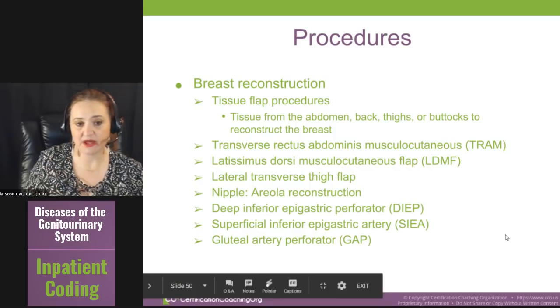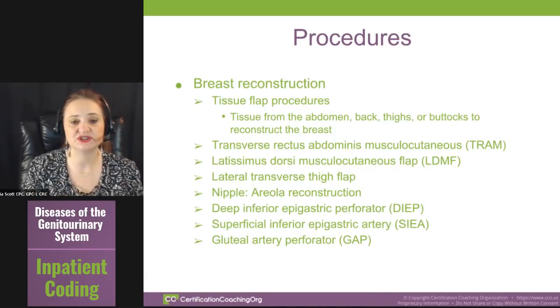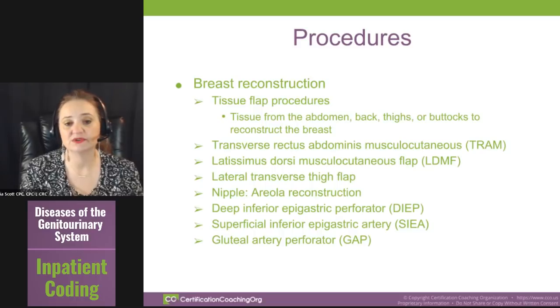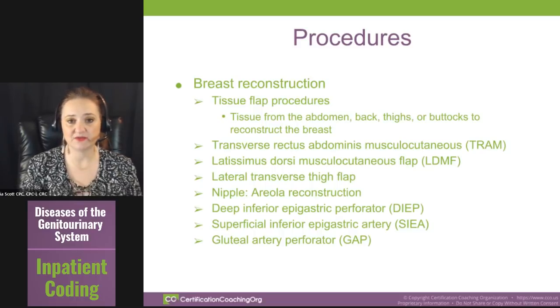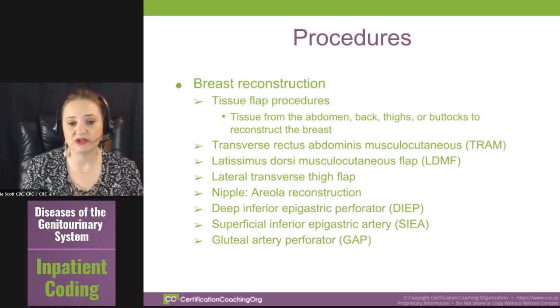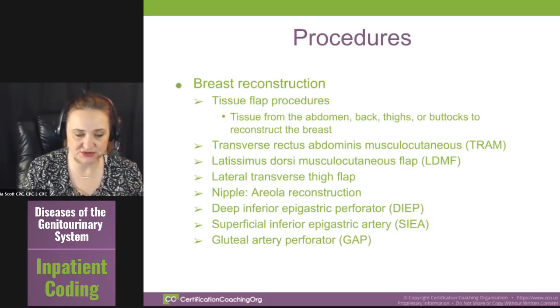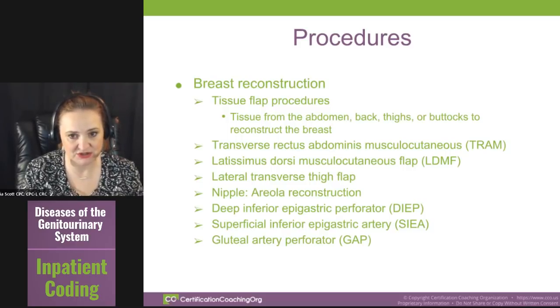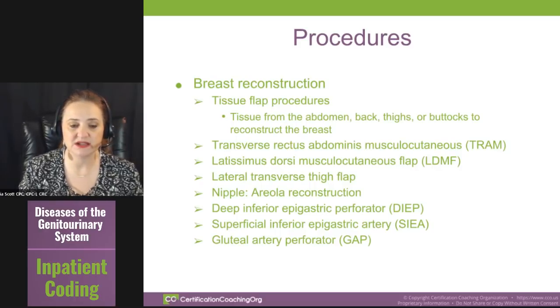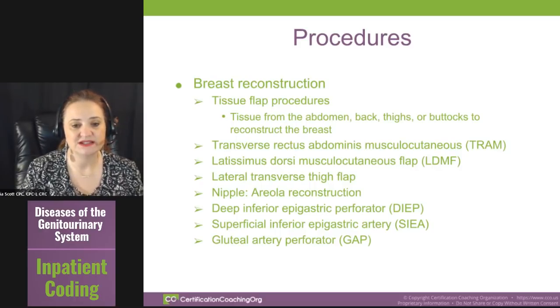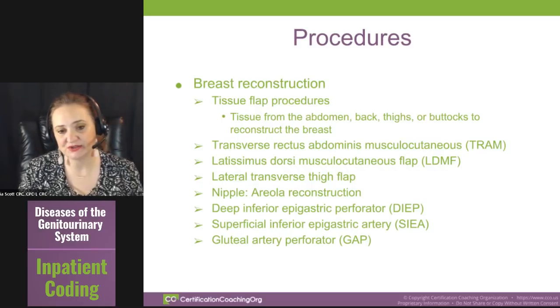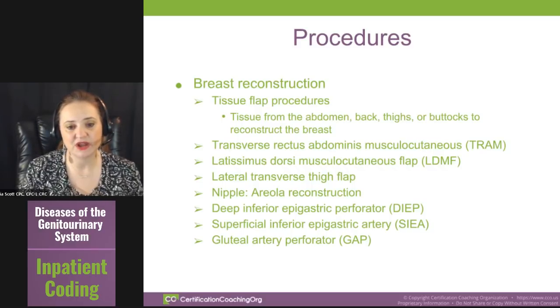Whenever you do reconstruction of the breast, a lot of times you'll have tissue flap procedures. They will take tissue from the abdomen. They could take it from the back, the thigh, the buttocks, and reconstruct the breast that way. There are all different types. So one is called a TRAM procedure, transverse rectus abdominis musculocutaneous. They can do an LDMF, which is latissimus dorsi musculocutaneous flap. They can do a lateral transverse thigh flap, nipple or areola reconstruction.